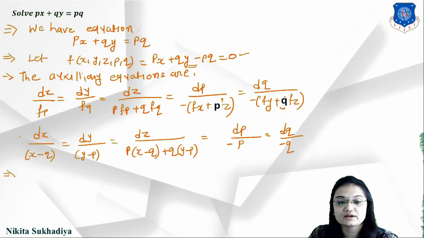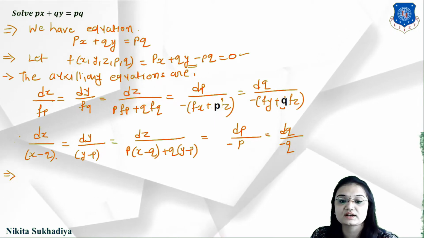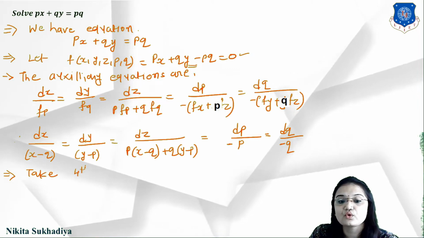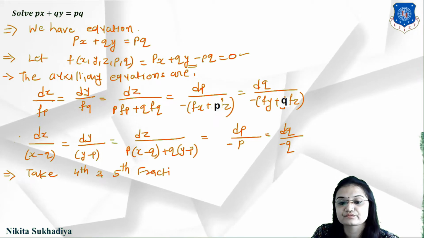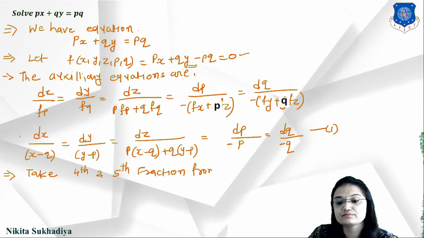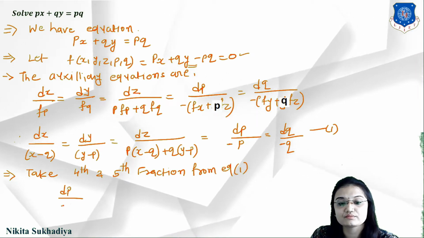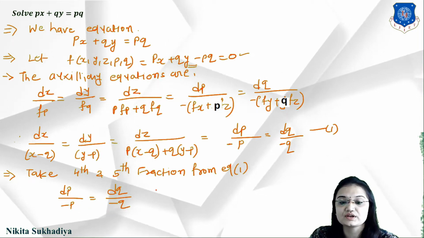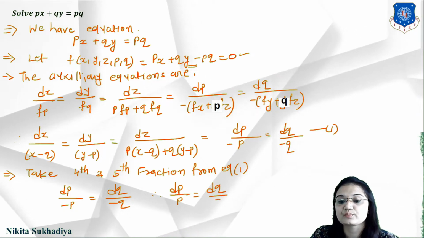Okay, now here we have five fractions. Take the last two fractions, the fourth and fifth fractions. This is equation number 1. So from equation number 1, dp/(-p) = dq/(-q). Okay, so we can write it like this: dp/p = dq/q.